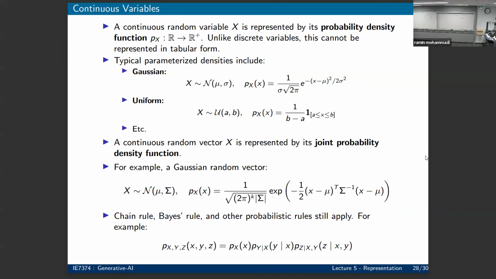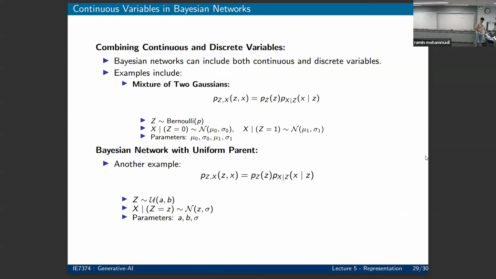If you have continuous variables and you want to find the joint distribution, you can formulate it using something like this. You can still apply the chain rule and Bayes rule to the continuous case. It's basically the same rules. I skimmed through this. I assume that you are familiar with the distributions that we see here. Then the next question is, what if we want to combine these distributions? What if we have continuous and discrete variables? In a Bayes net you can do both. You can combine these two.